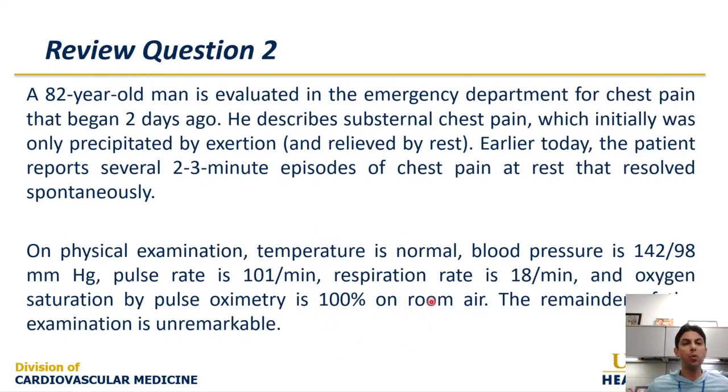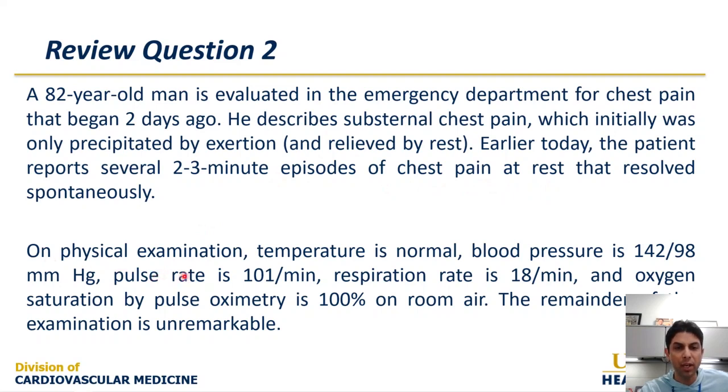So now we come to review question 2. An 82-year-old man is evaluated in the emergency department for chest pain that began 2 days ago. He describes substernal chest pain, which initially was only precipitated by exertion and is relieved by rest. Earlier today, the patient reports several 2 to 3 minute episodes of chest pain at rest that resolve spontaneously. So what you should start thinking about is that this patient is developing an acute coronary syndrome. The patient is having chest pain at rest.